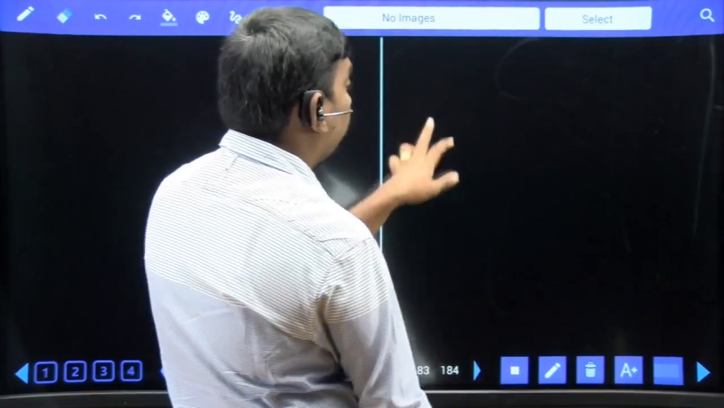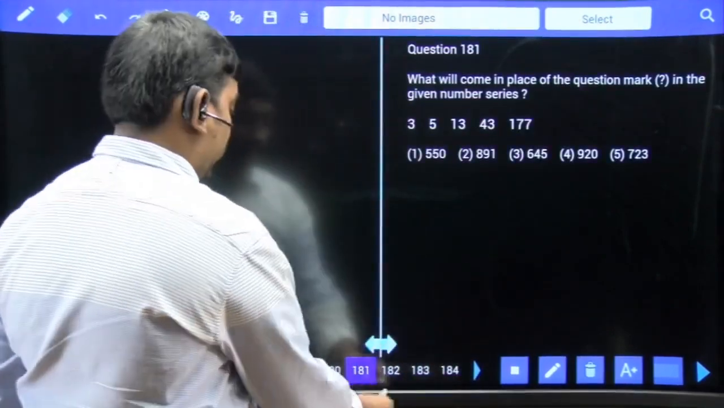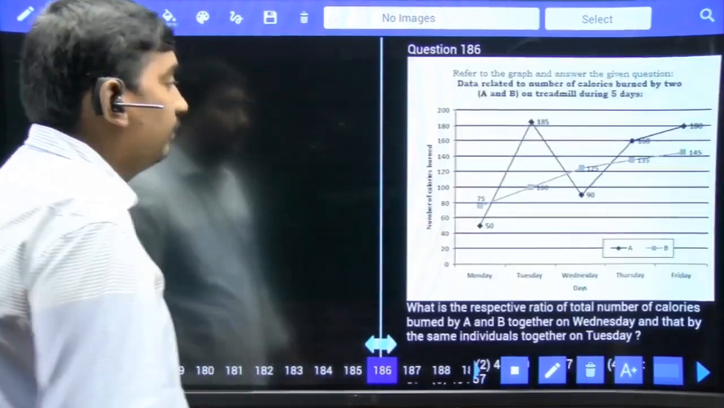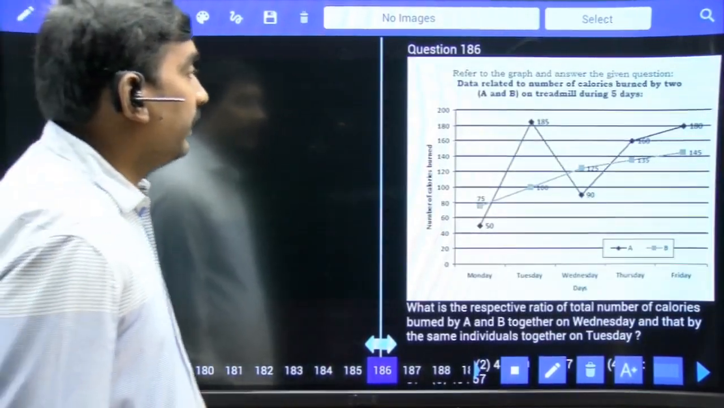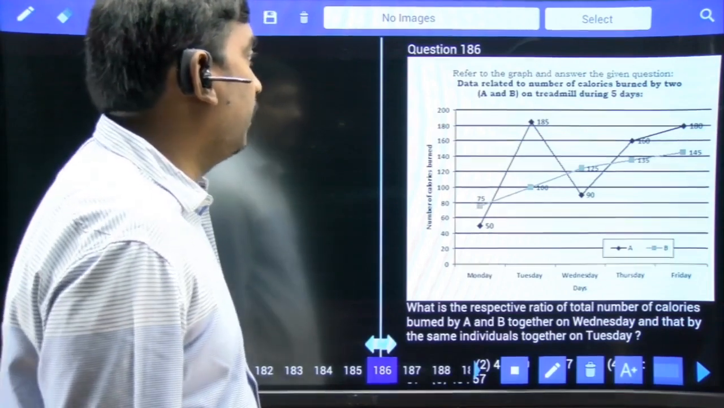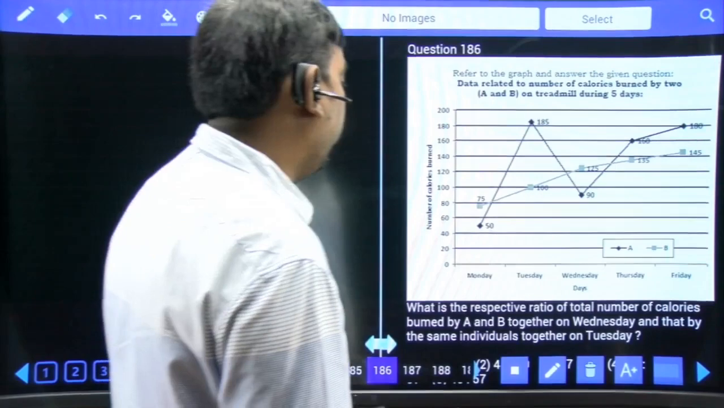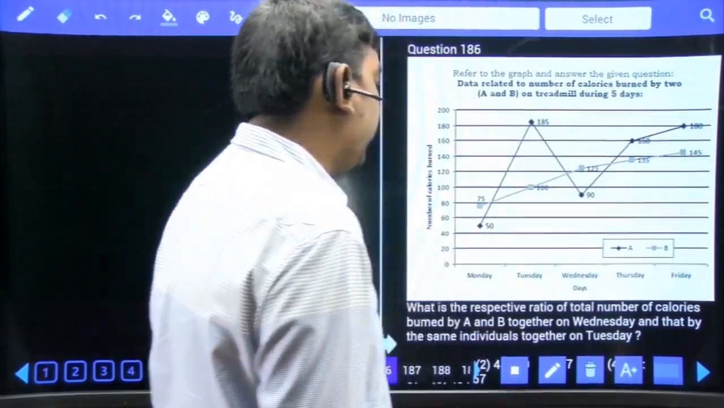Next. Number series, reasoning faculty will explain this. Okay. Data related to number of calories burned by A and B on treadmill during 5 days. Okay, Monday to Friday, A diamond shape, B square shape.